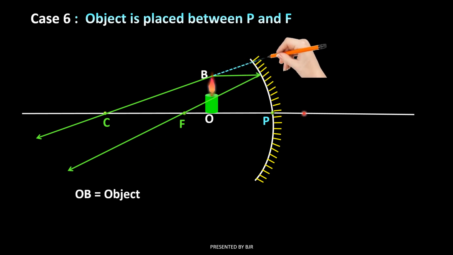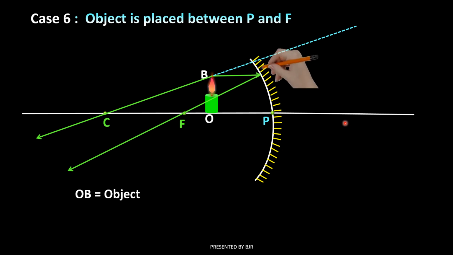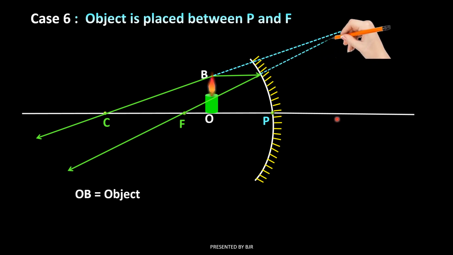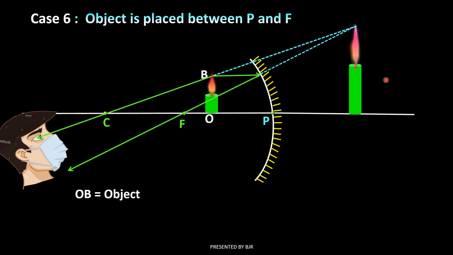So here I am extending this ray first. So let us extend this ray backwards also, and these two extensions are meeting here. That means here a virtual image will be formed, and this image is visible only to this observer. We cannot see this. And let us write the properties. Ig is the image. Properties of the image: formed behind the mirror, erect, magnified, and virtual.